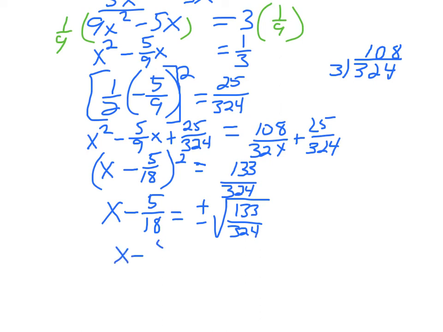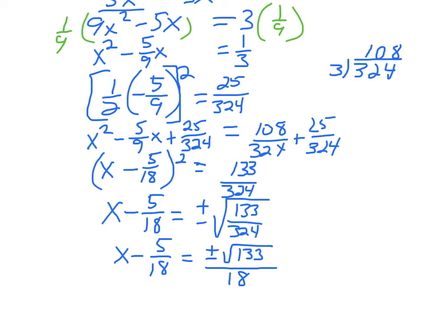324 is a perfect square. 133, I've checked to see if I could simplify that, but I can't, so it's plus or minus root 133 over the square root of 324, which is 18.